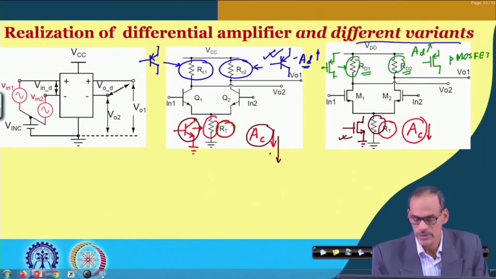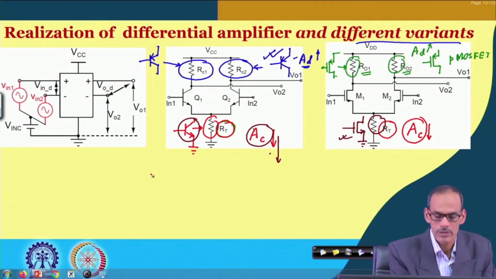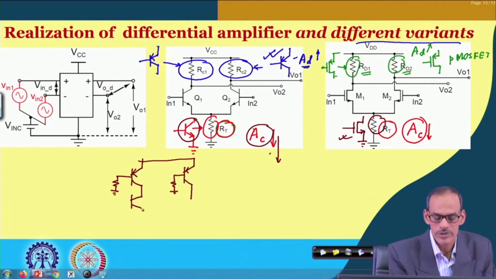So, we may say that if we have a circuit like this, where the load part is active, it may have meaningful bias here and here, and then of course, the main differential pair, this Q1 and Q2, is normally referred to as a differential pair. Same thing, M1 and M2 are also referred to as a differential pair.